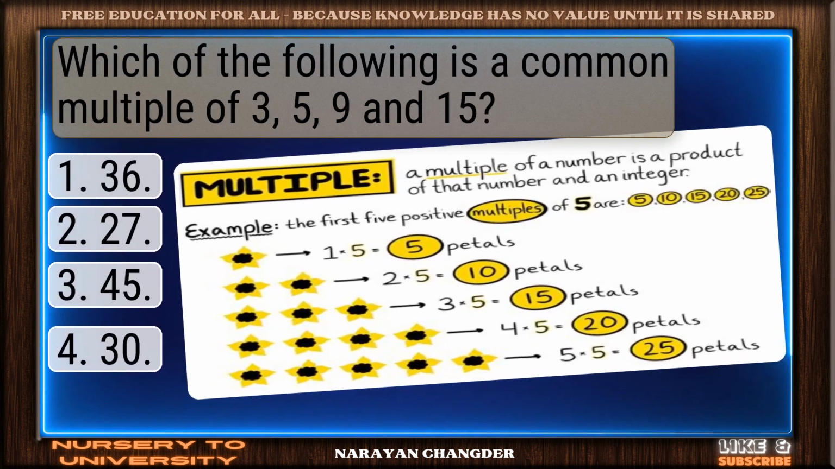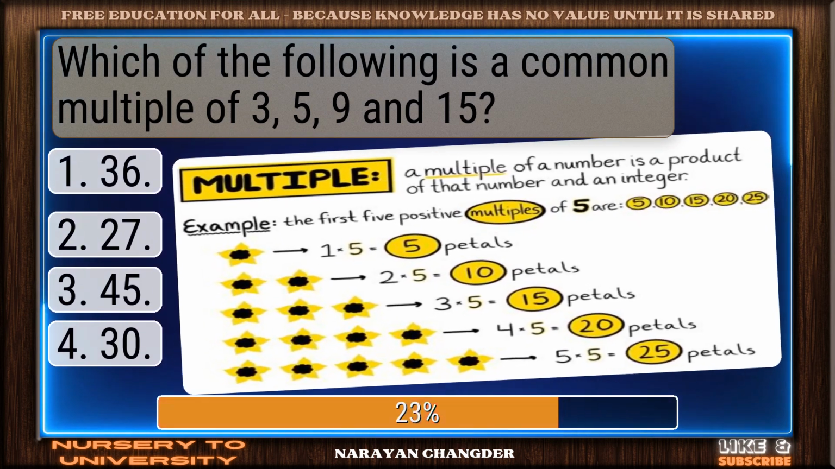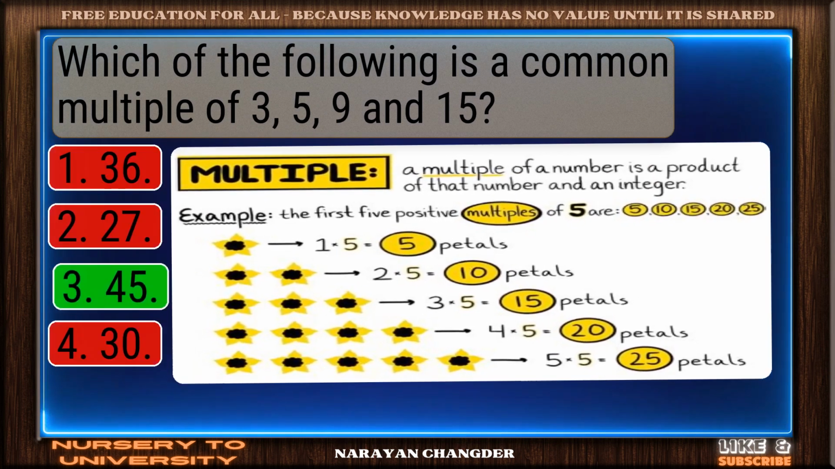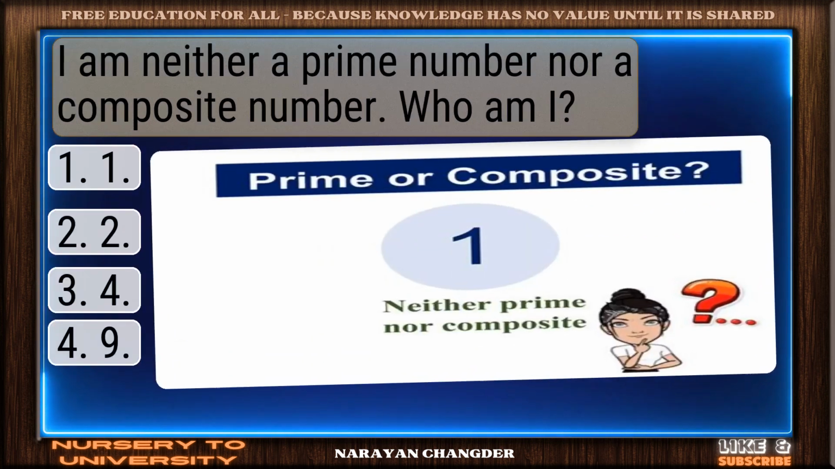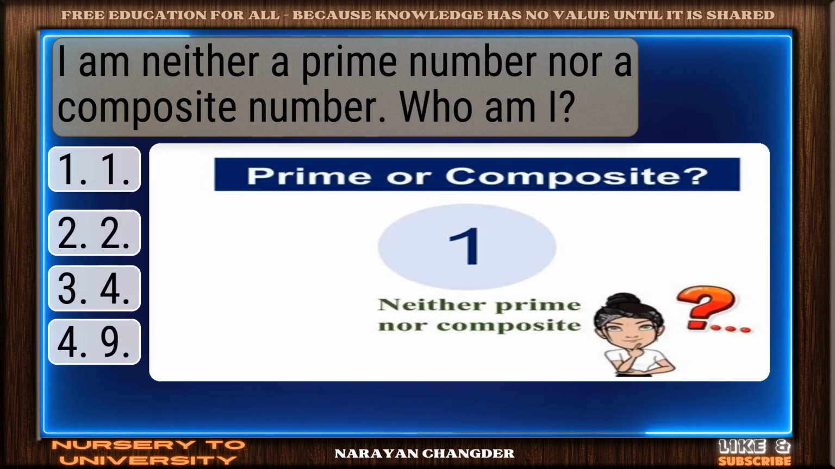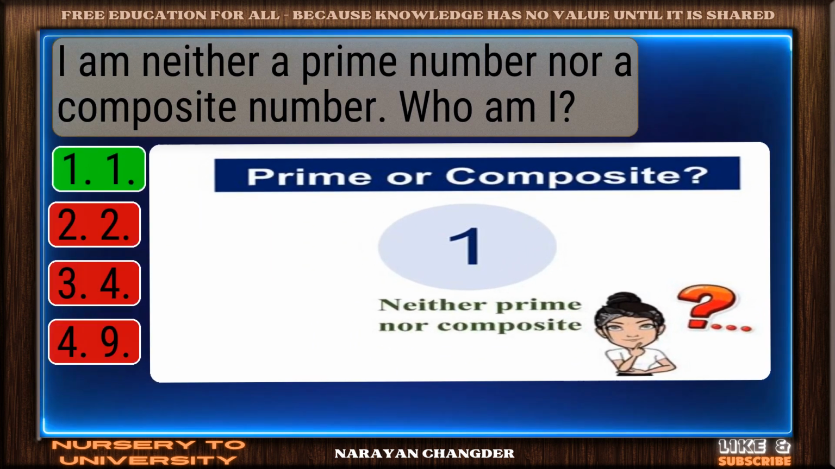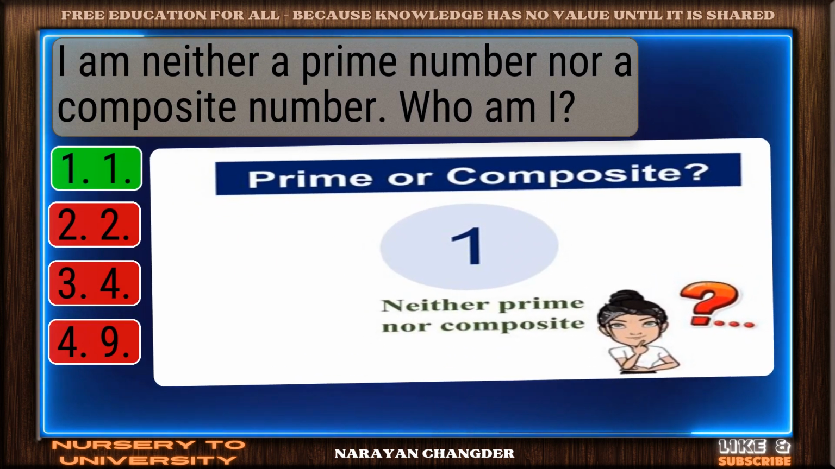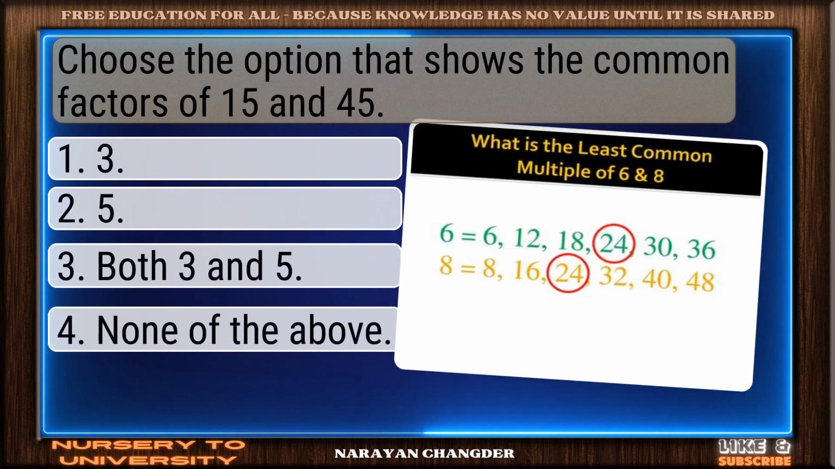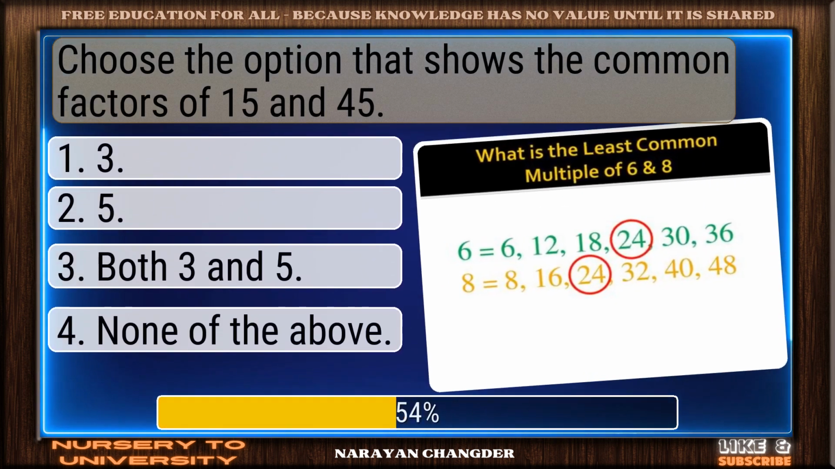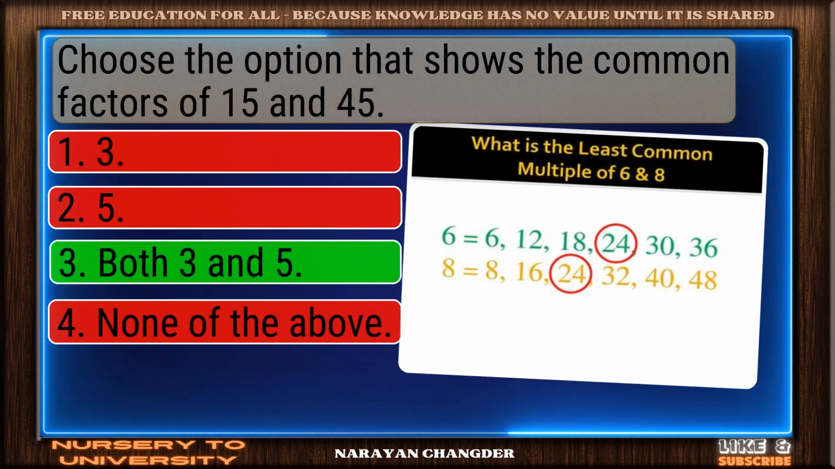Which of the following is a common multiple of 3, 5, 9, and 15? Good job. Your answer 45 works well here. I am neither a prime number nor a composite number. Who am I? Solid response. 1 is a valid choice. Choose the option that shows the common factors of 15 and 45. Sharp thinking. Both 3 and 5 is the right choice.